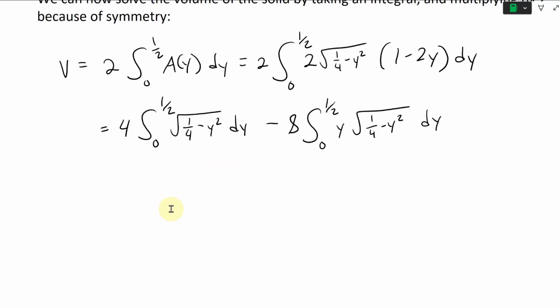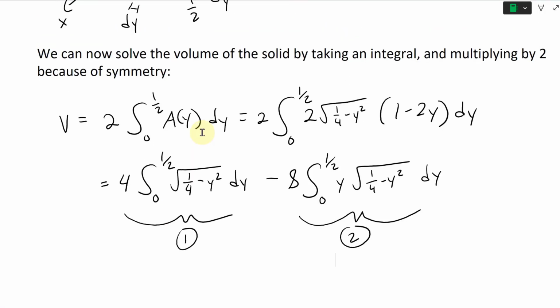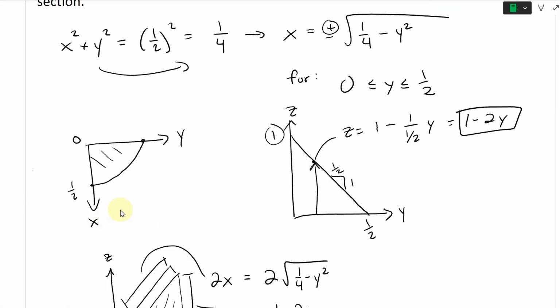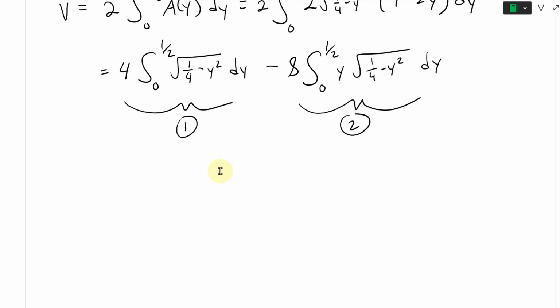Alright, so let's solve each of these separately. I'm going to call this integral 1, and this one right here, I'll call integral 2. So the first one right here is just a semicircle, actually a quarter circle. The square root of 1 over 4 minus y squared is exactly what we had here. This is x equals the square root of 1 over 4 minus y squared, so that's just a quarter circle.